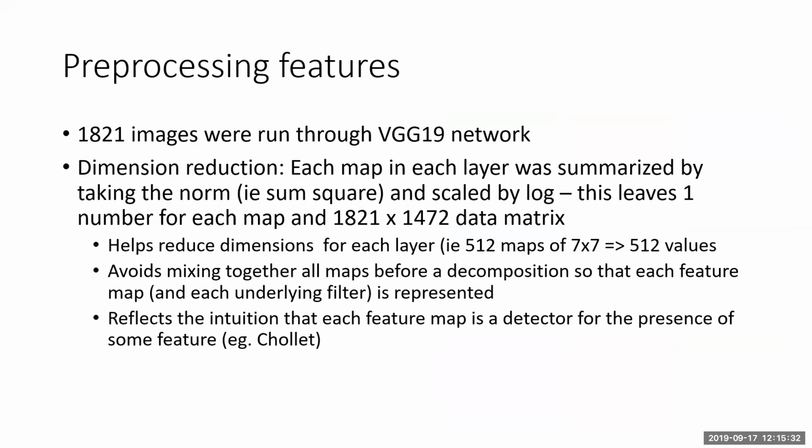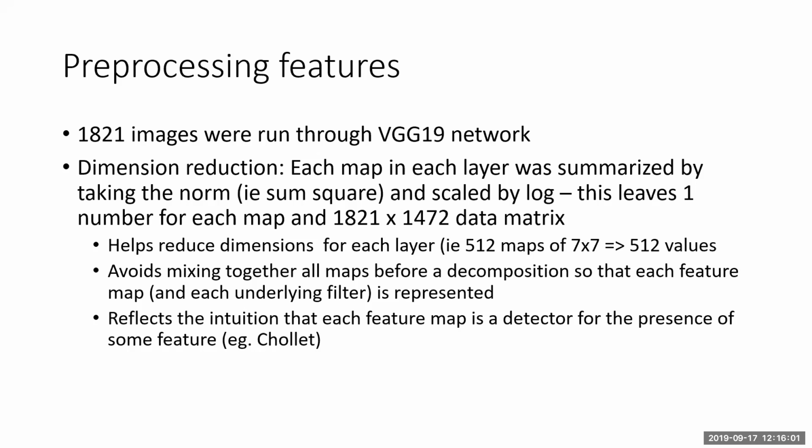For each feature map, for example, the first layer is 64 maps, 112 by 112. The last layer was 512 maps, 7 by 7. I wanted to summarize this in a way. To do dimension reduction, a lot of people would just combine all these feature maps into a giant vector and then do dimension reduction on that. But I didn't want to lose what each feature map has.